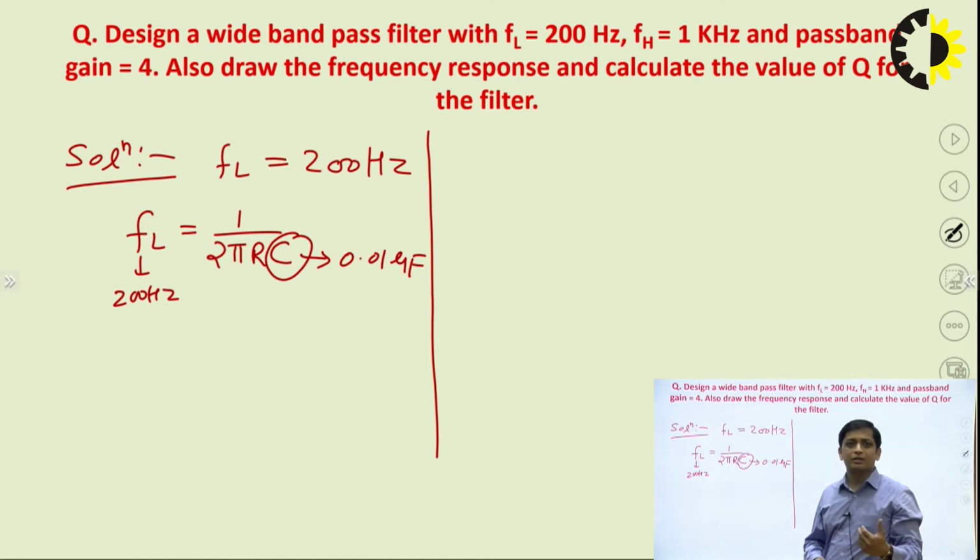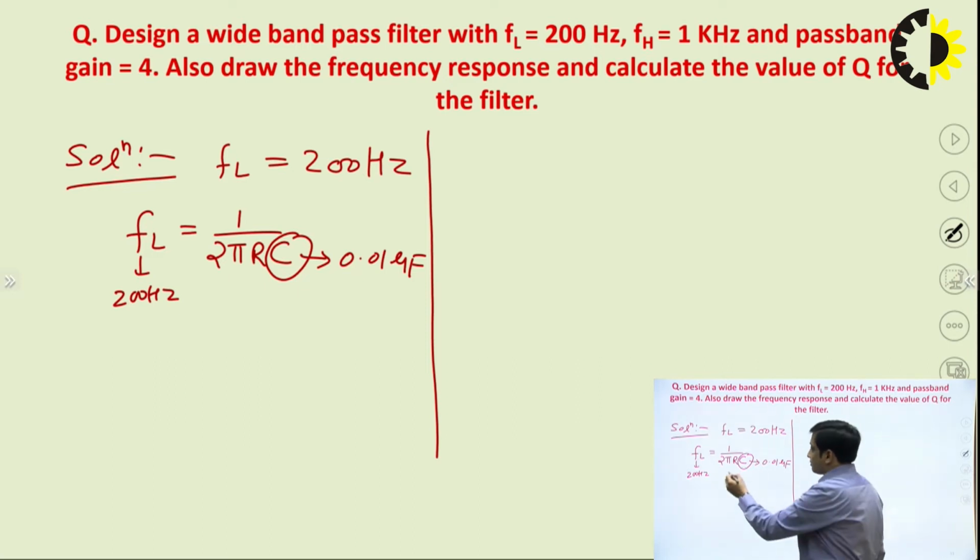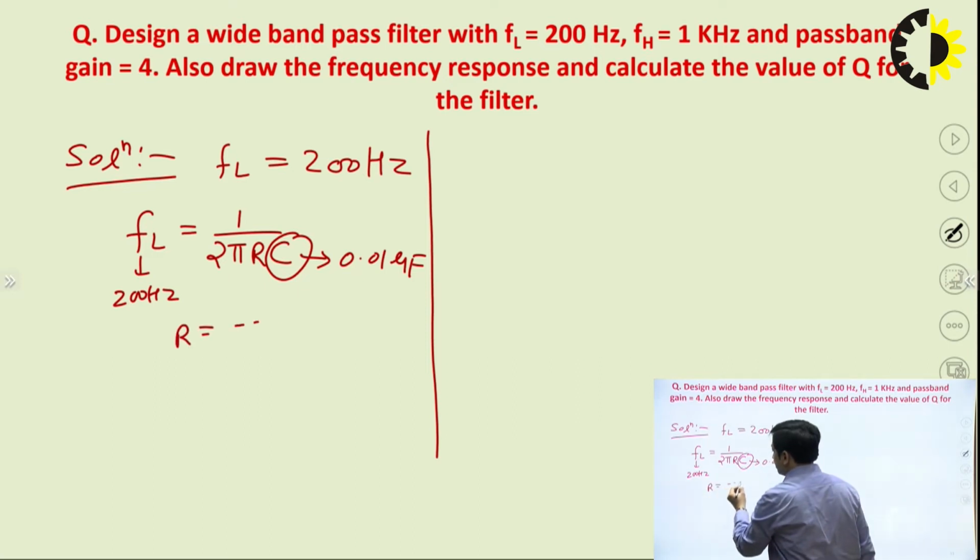You can take any other value also, but a fixed value will be better, like 0.1 microfarad you can take, 0.0047 microfarad you can take. So the numerical answers will be different for filters, but the design steps should be clear, right? So from this equation we can calculate the value of R. Now we need to calculate the value of R1 and RF.